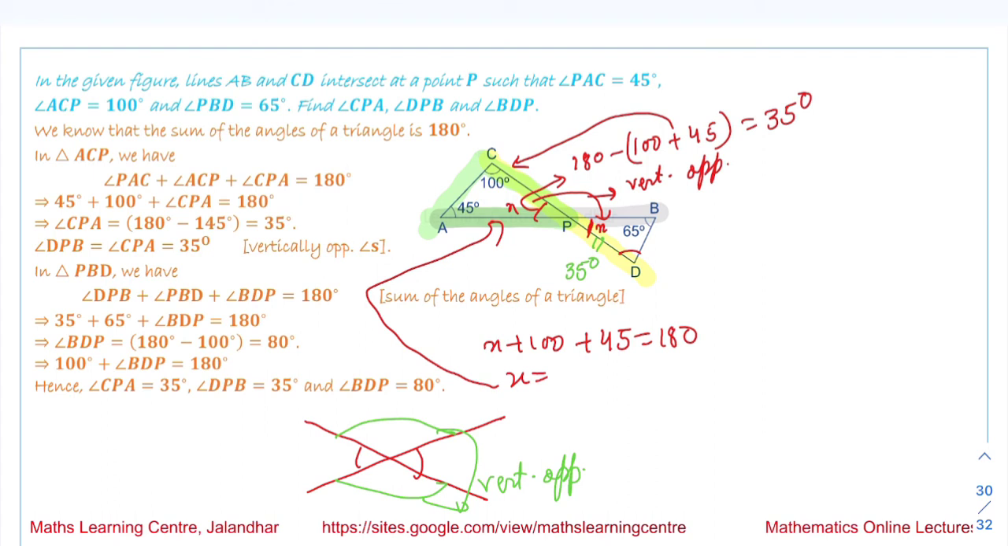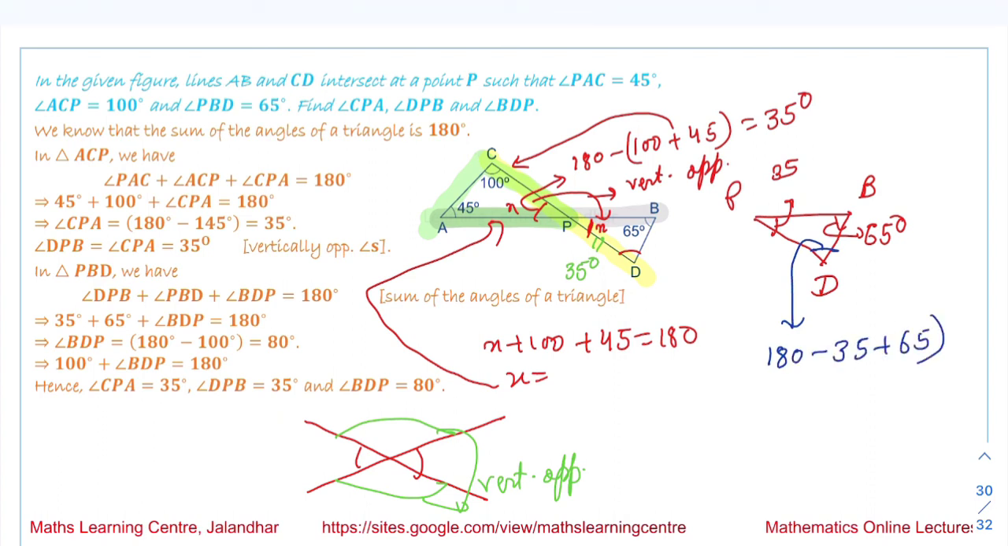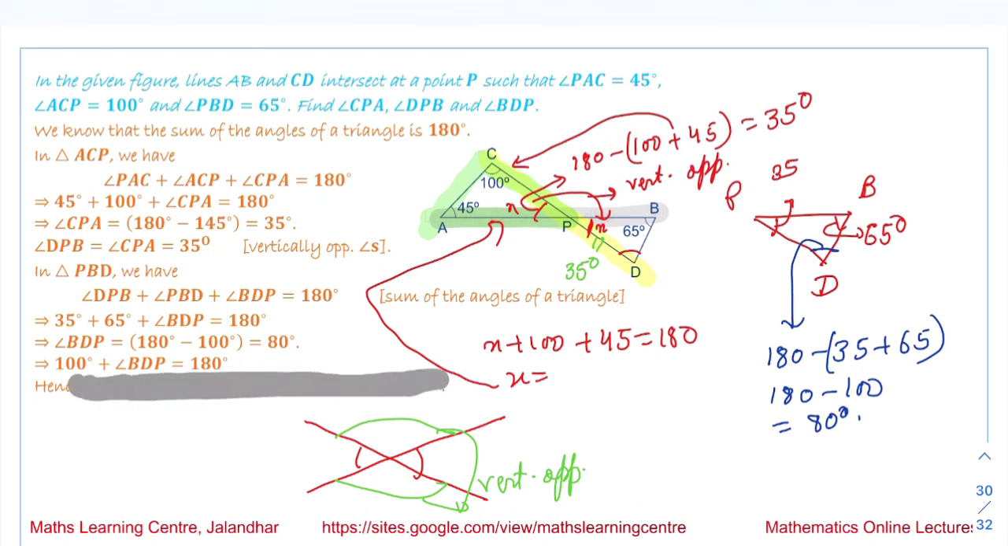Now we consider the triangle over here. It is P, B, D. This is P, this is B, this is D. The value of angle at P we have is 35. The value of B is given to be 65 degrees, and the value of D you will get is 180 minus 35 plus 65. So you will get 180 minus 100, that is equal to 80 degrees. So the final answer is these three angles are 35 degrees, 35 degrees and 80 degrees.